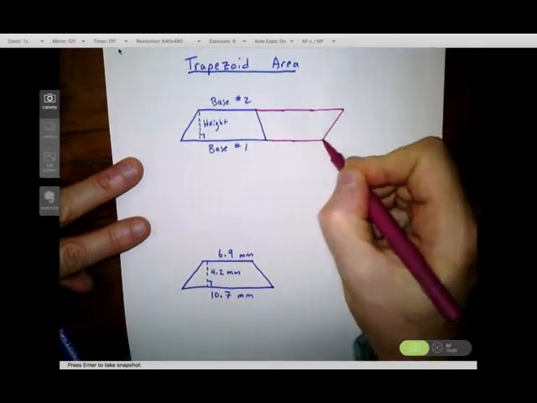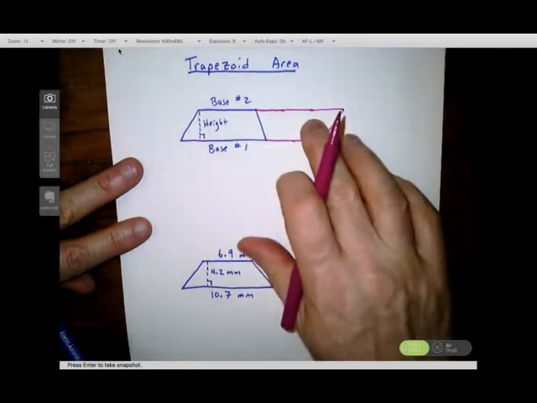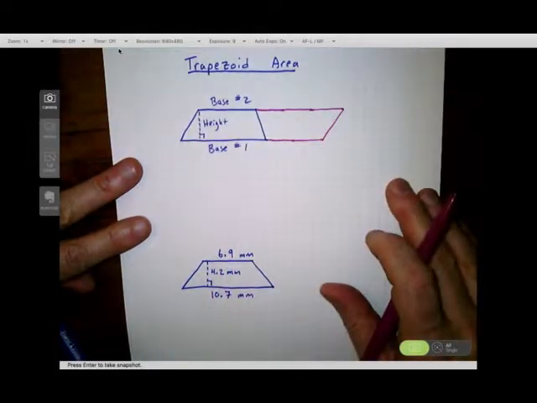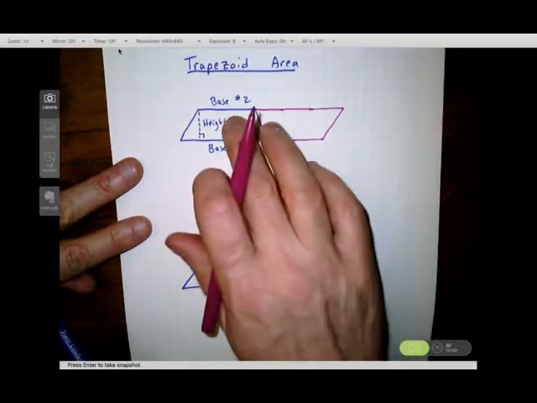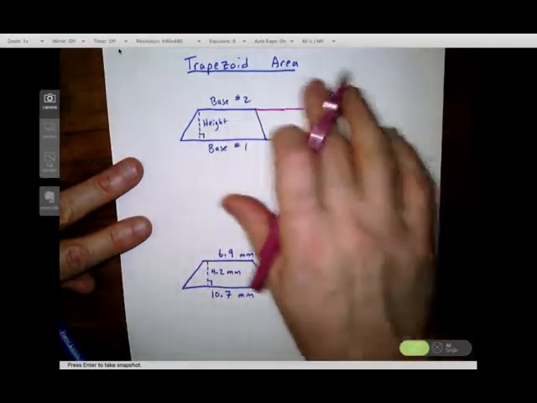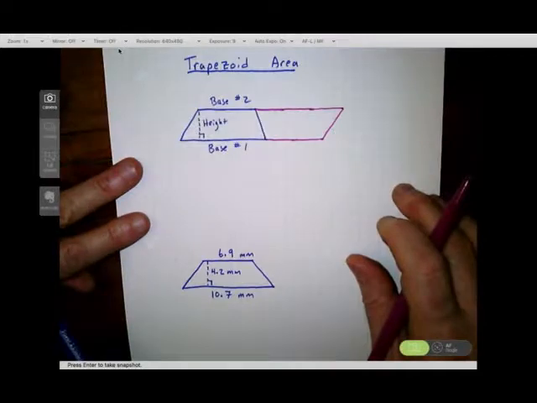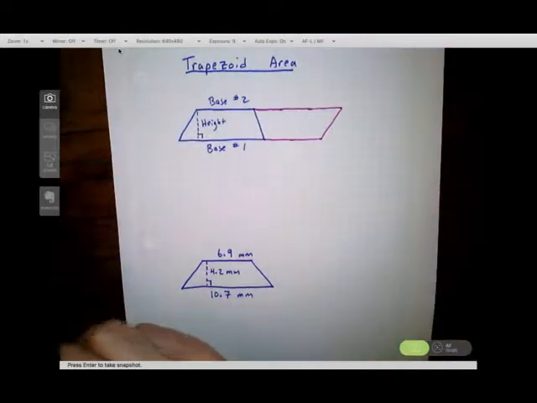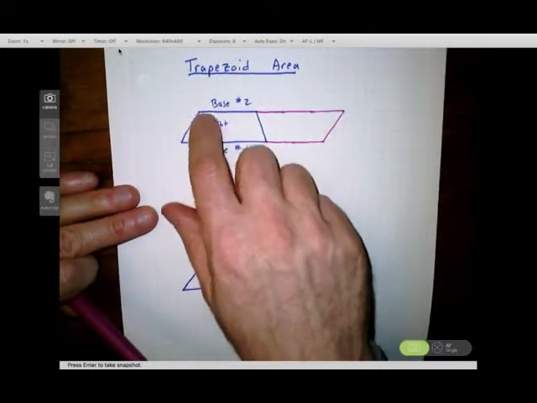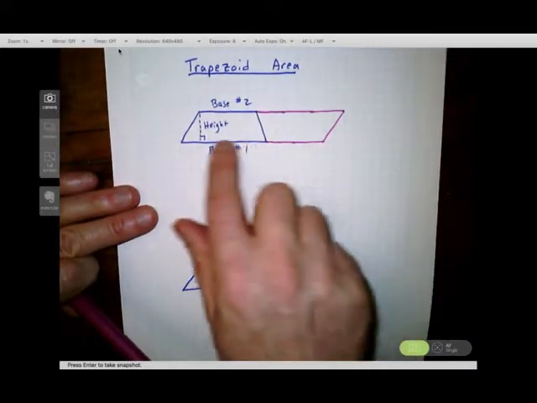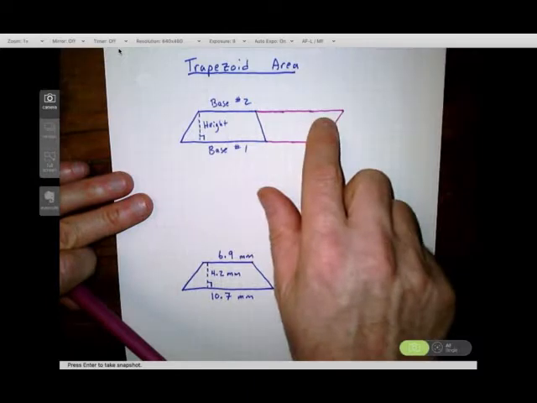I just did, okay? So this is the same trapezoid, same shape, and look, I just made a parallelogram. So the area of my trapezoid is going to be half of whatever the area of this parallelogram is. We don't quite know everything about this parallelogram. We know that the height is here, but how long is this bottom side? And at the top, they're both the same length.